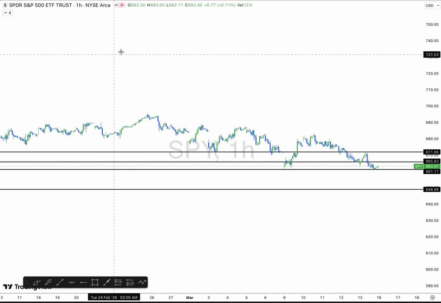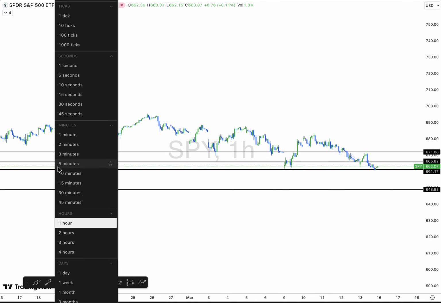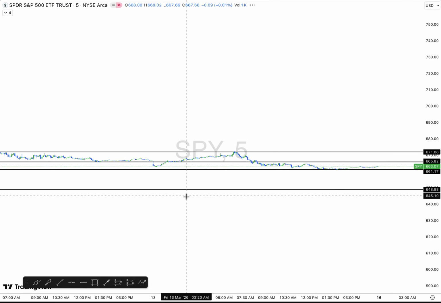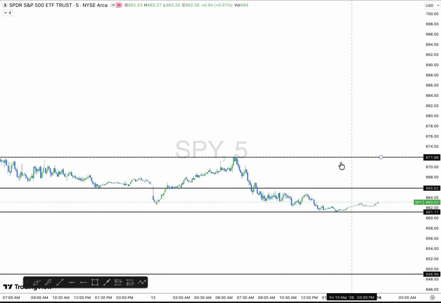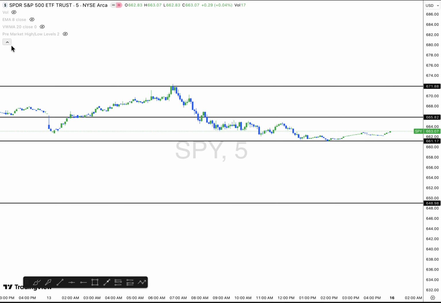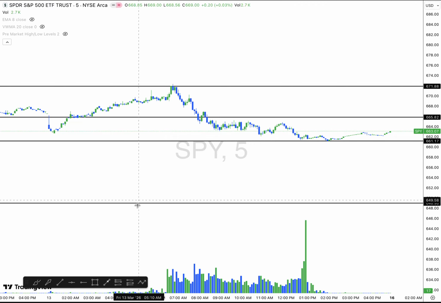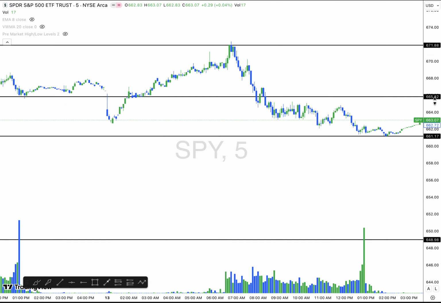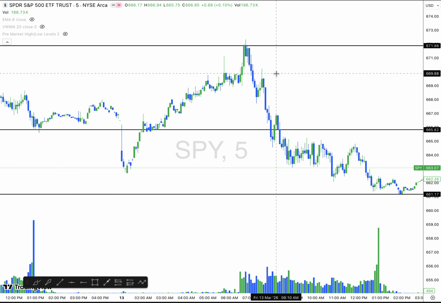Hopefully it makes sense. I'm looking for a move in either direction, and I'm prepared for whatever direction it moves in. If you are looking for a specific entry, I am going to show you exactly what it is that I do. And I'm either looking for longs or shorts.